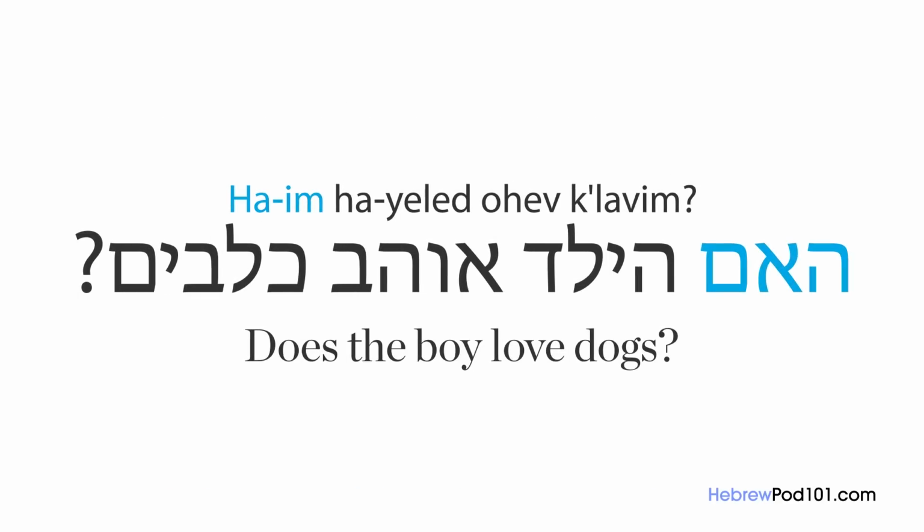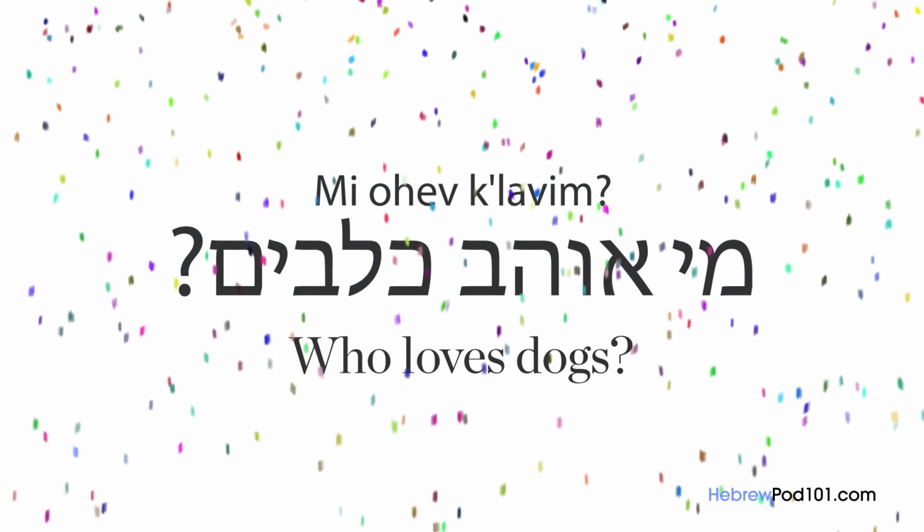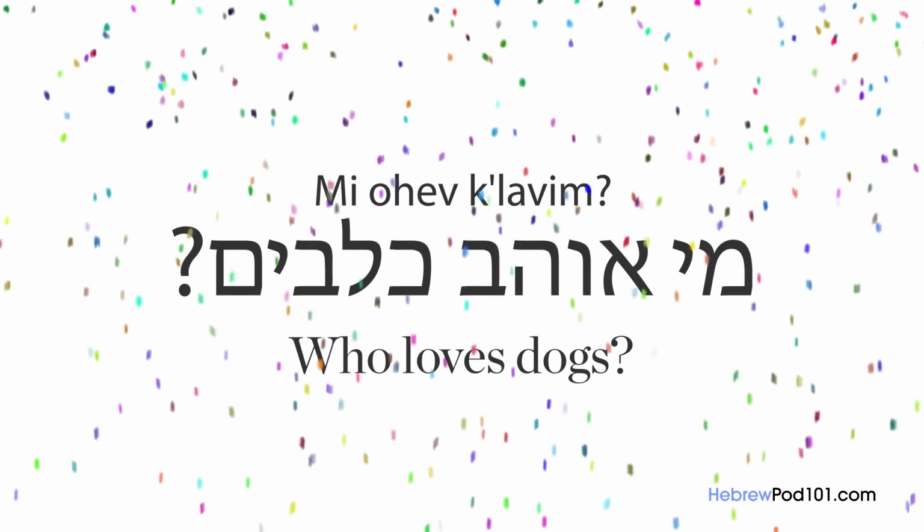You say האם before the rest of the sentence. האם הילד אוהב כלבים? If you want to ask, who loves dogs, you replace the subject with the word for who. That word is מי. מי אוהב כלבים? Well done! Let's wrap up this lesson by recapping what we've learned.